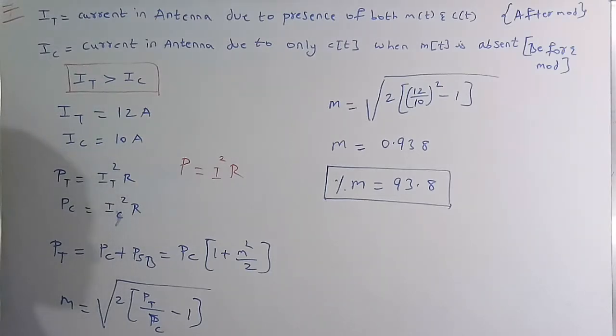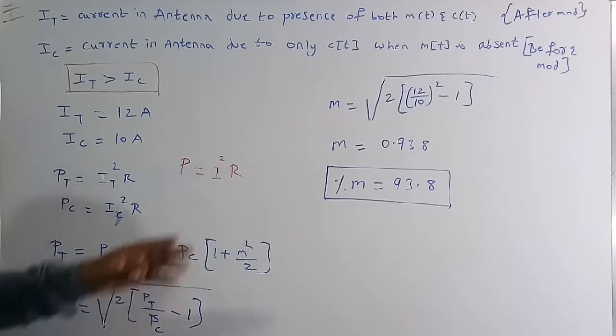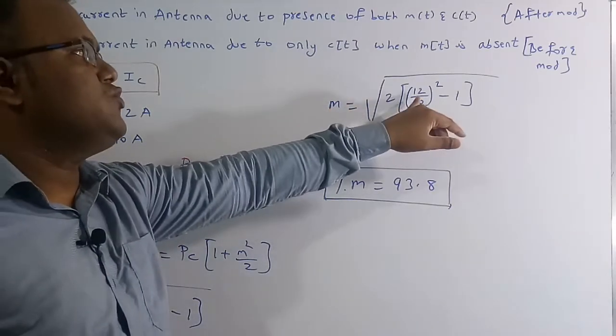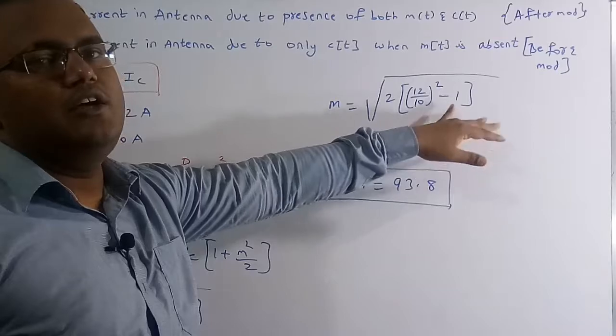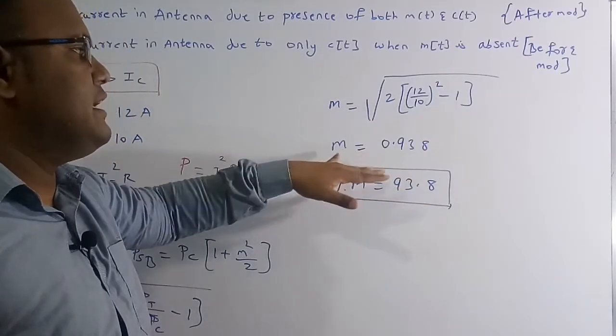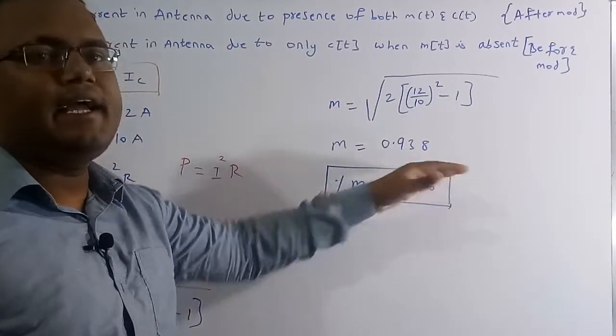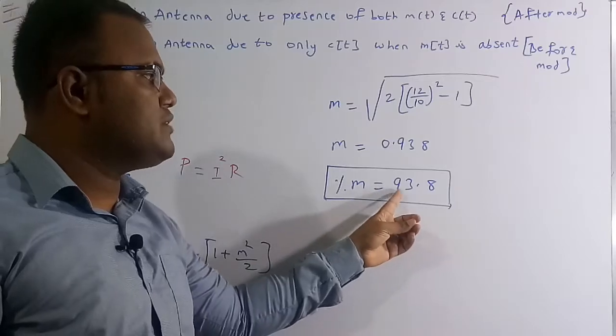So by using this equation only we are going to solve this numerical, because we know the value of IT current and also IC current. So blindly substitute those values, then we are going to get the M. So M is equal to under root over 2 into 12 by 10 whole square minus 1. So if you solve this one, finally we are going to get M is equal to 0.938 and percentage of M is equal to 93.8.